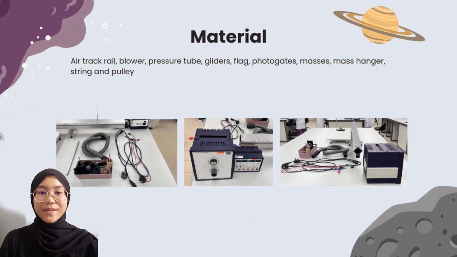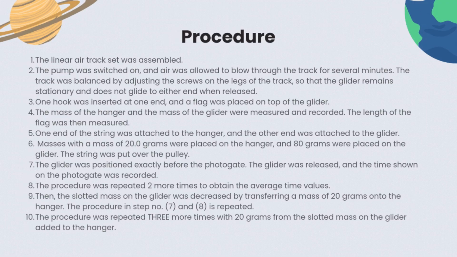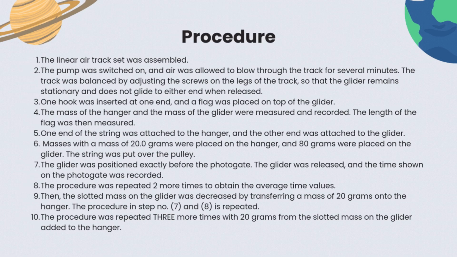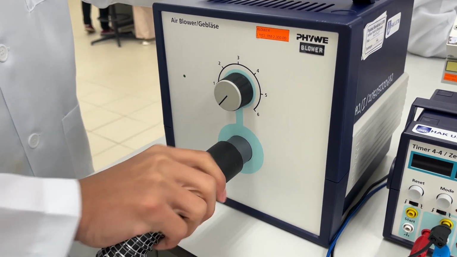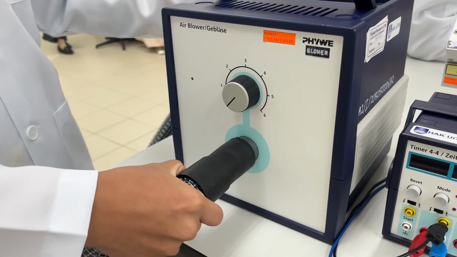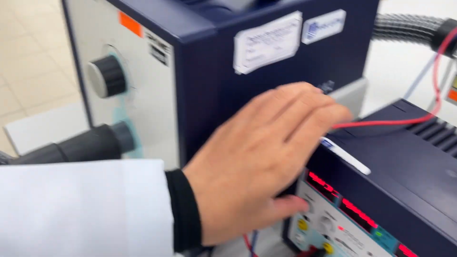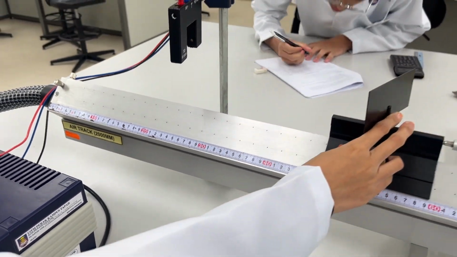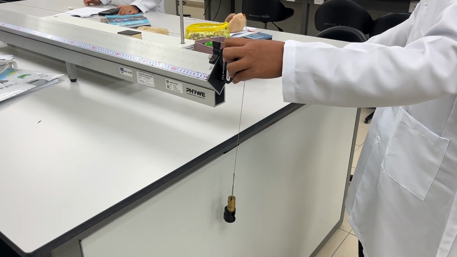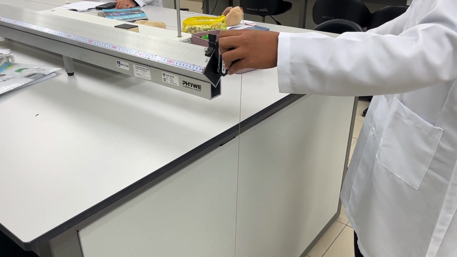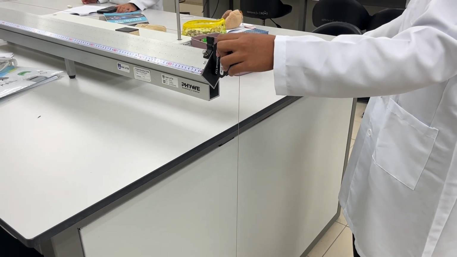The materials that we use are air track rail, blower, pressure tube, gliders, flag, photo gates, masses, mass hanger, string and pulley. The first step for this experiment is that the linear air track was assembled. After that, the pump was switched on and air was allowed to blow through the track for several minutes. The track was balanced by adjusting the screws on the legs of the track so that the glider remains stationary and does not glide to either end when released.